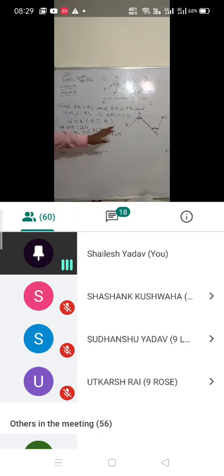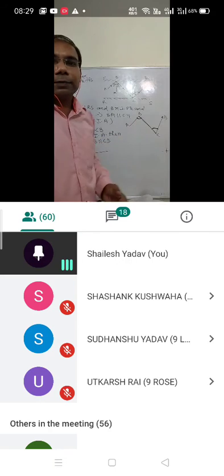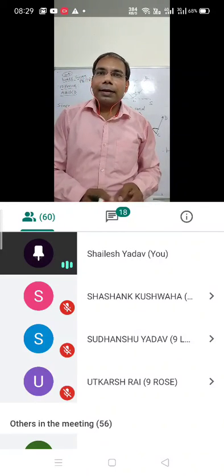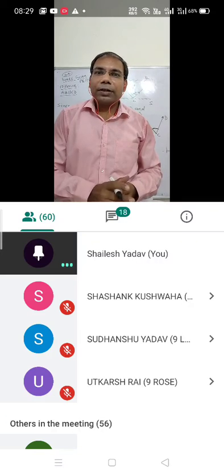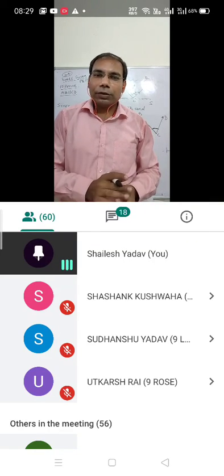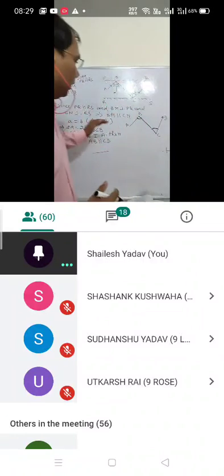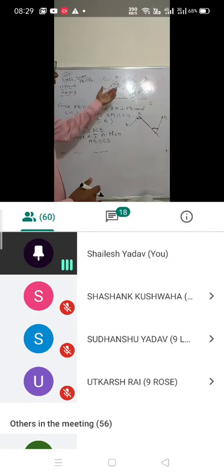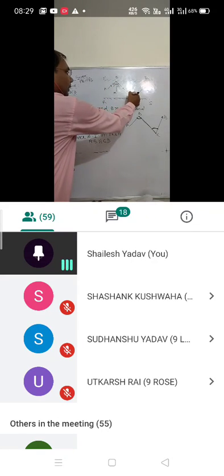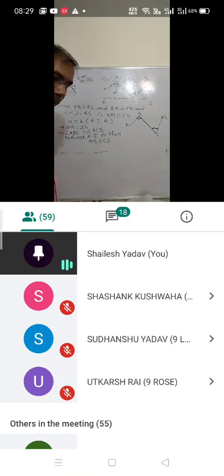So students, when I had explained that exercise there, I had explained that if two lines are parallel, then alternate interior angles are equal. Its converse will also be true. If alternate interior angles are equal, then both the lines are parallel. So by this way, you will be able to prove that AB parallel to CD. Reason is that here alternate interior angles are equal. So that is the solution of this question.